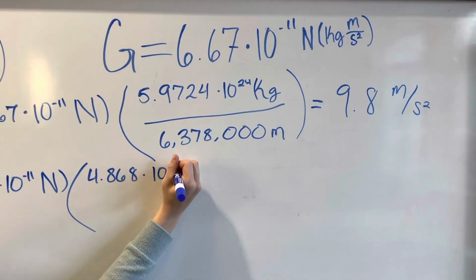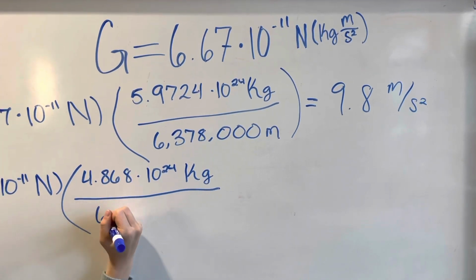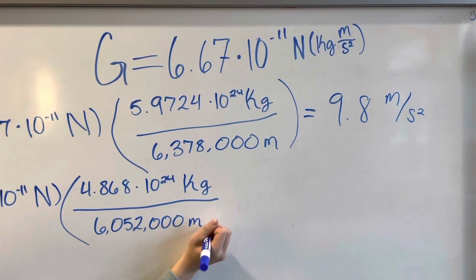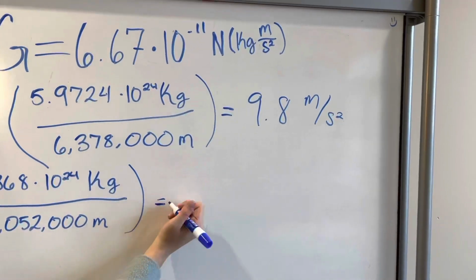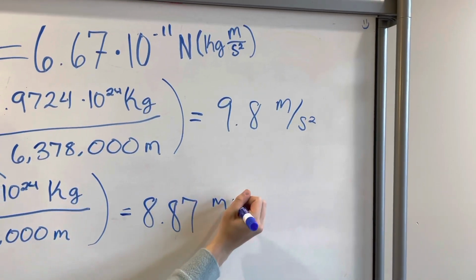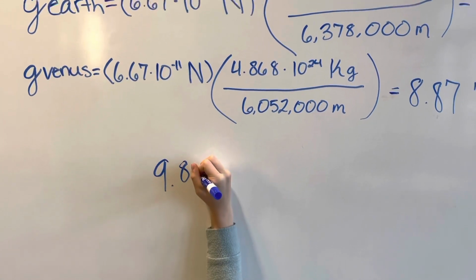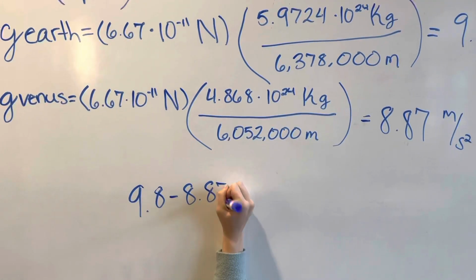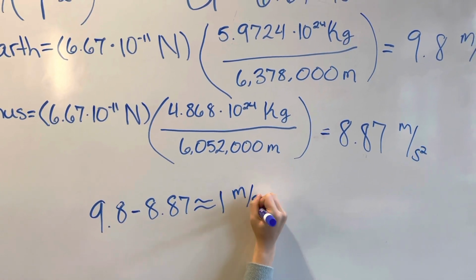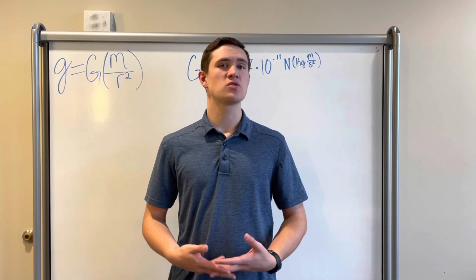We can now compare this to Venus by taking big G, 6.67 times 10 to the negative 11th newtons, times the mass of Venus, 4.868 times 10 to the 24th kilograms, over the radius, 6,052,000 meters squared, which comes out to 8.87 meters per second squared, which gives us a difference of approximately 1 meter per second squared. This difference would be nearly unnoticeable to humans walking on Venus.